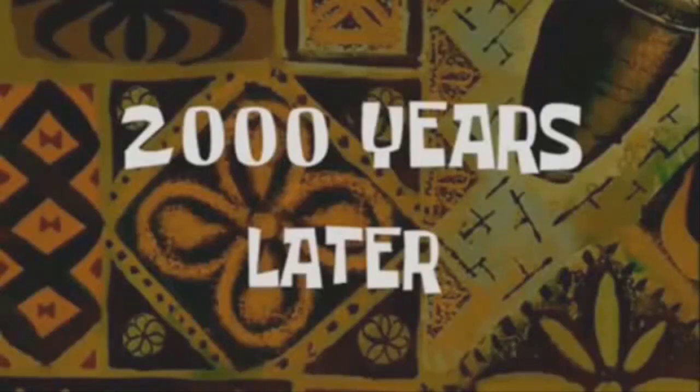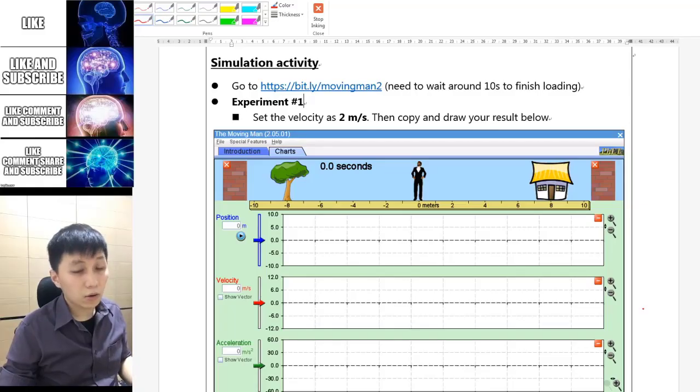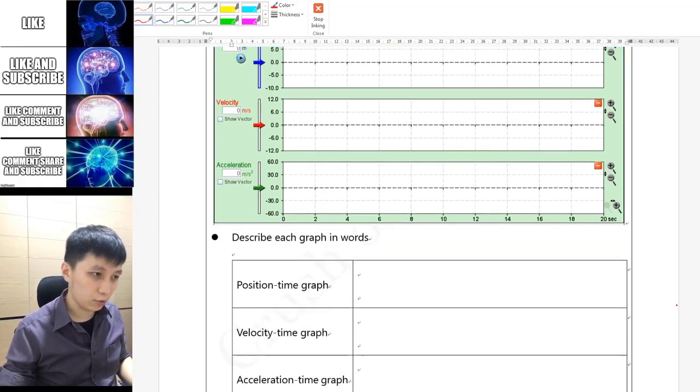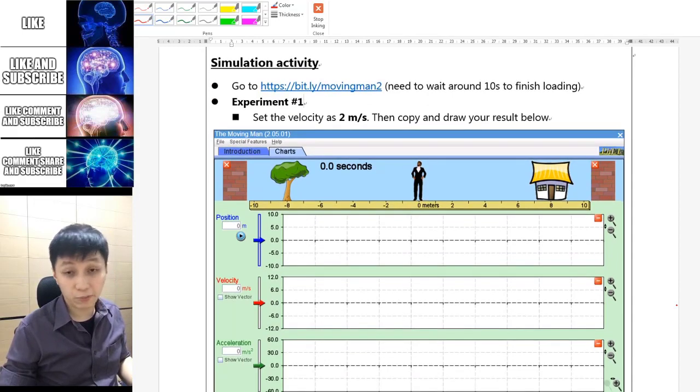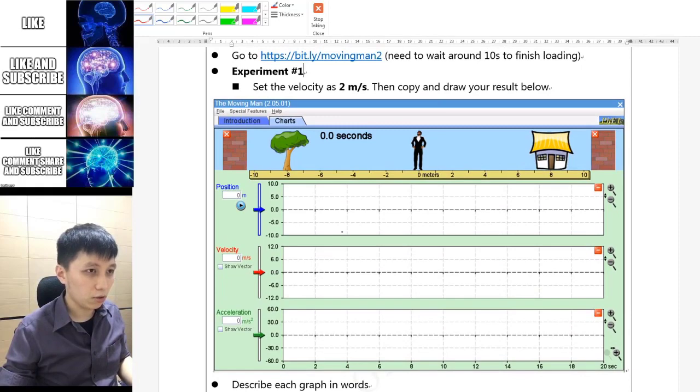Two thousand years later. Alright, so I suppose you have finished all 5 experiments and also the questions together with that. Let me try to do the experiment as well and see whether or not you have the same answer as mine. The first experiment is to set the velocity to be 2 meters per second, and we just have to draw the graphs.